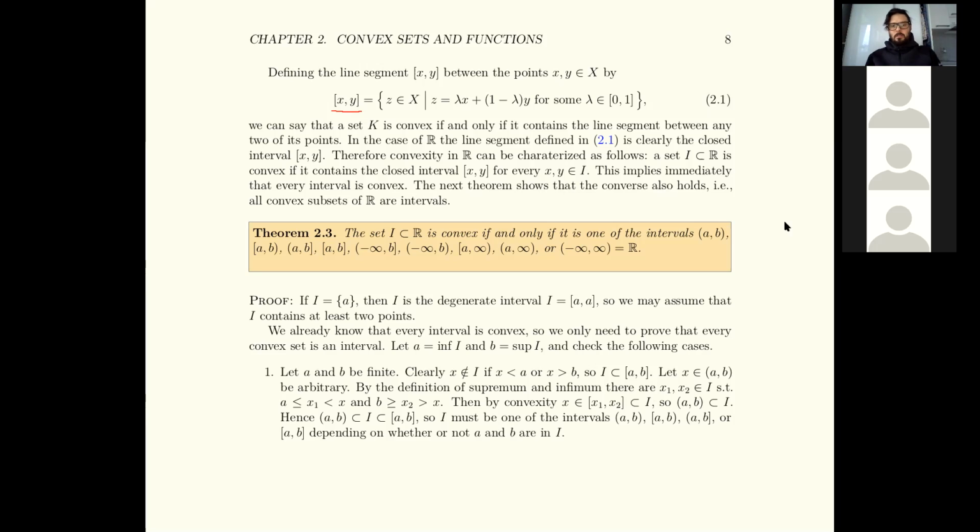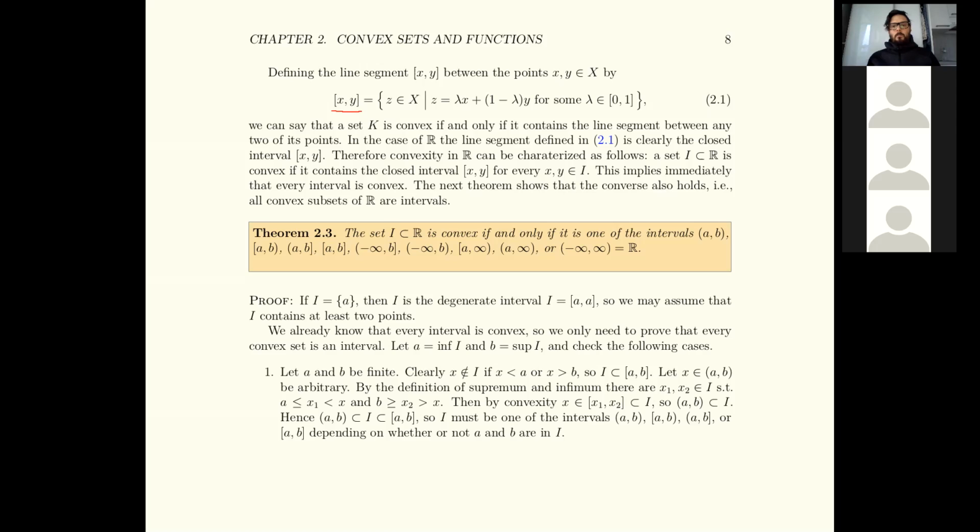We take those two numbers, the one closer to the lower bound as X1 and the one closer to the upper bound as X2, right? So X1 is between A and X, and X2 is between X and B. And now because I is convex, all the numbers between X1 and X2 are contained in my I. It's convex, right?